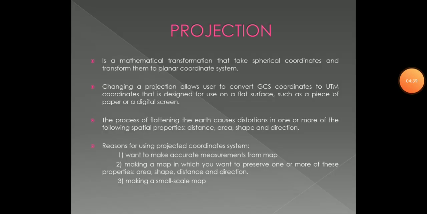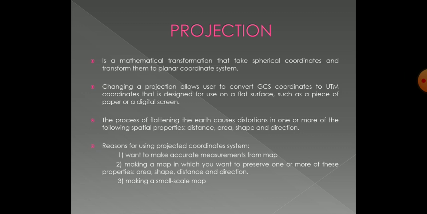Reasons for using a projected coordinate system. Number one, you want to make accurate measurements from the map. And then, if you are making a map in which you want to preserve one or more of these properties, area, shape, distance, and direction, and also if you want to make a small scale map.